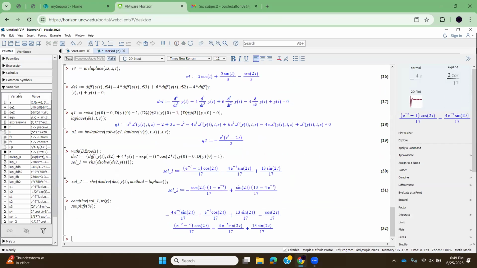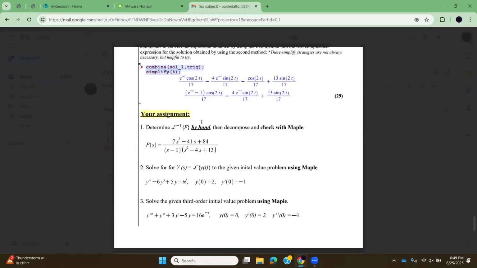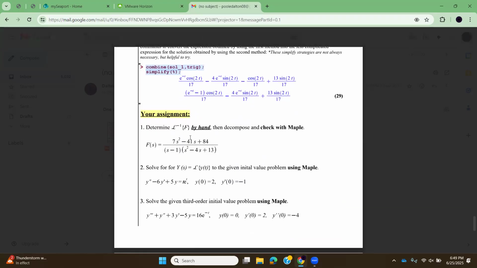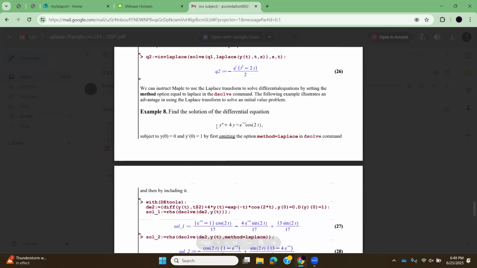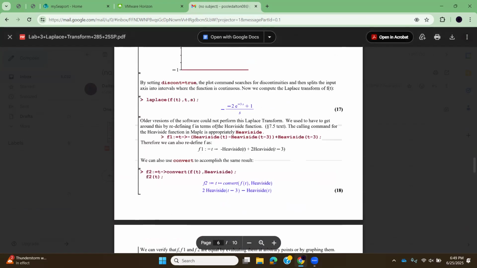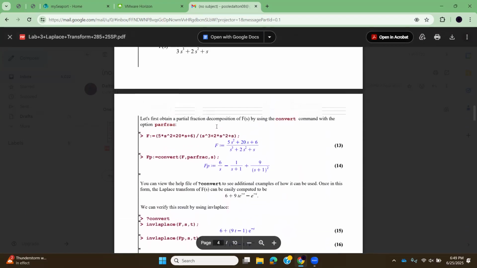We got to do yours. Shouldn't be too hard. We already did this one by hand, and she wants us to decompose it and check it with Maple. So that's easy. Really, the only hard part is going to be typing this thing in. So what I'm going to do is I'm going to go back up to the line where we used partial fractions here.